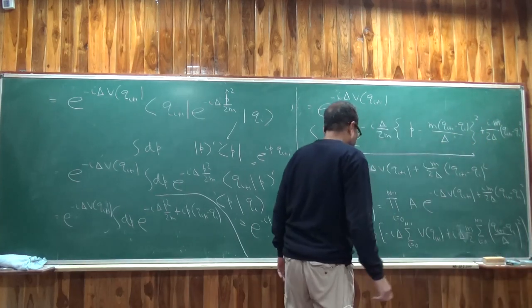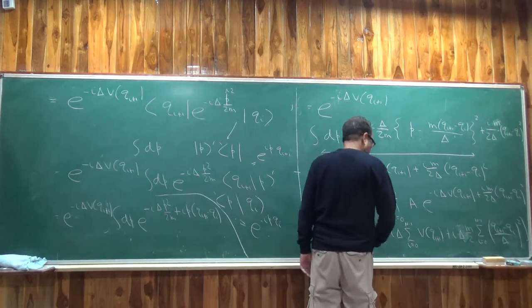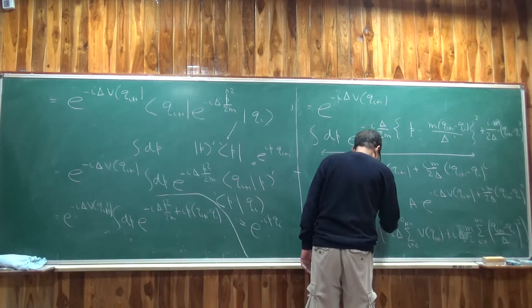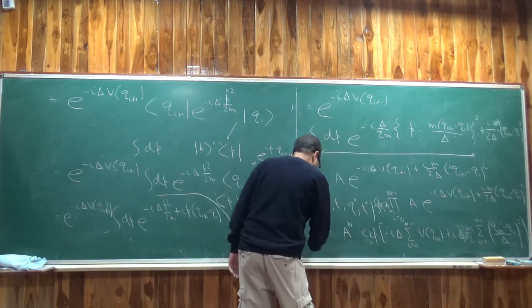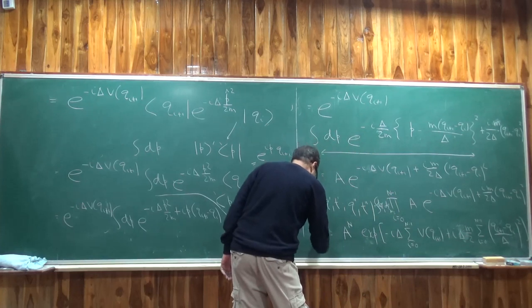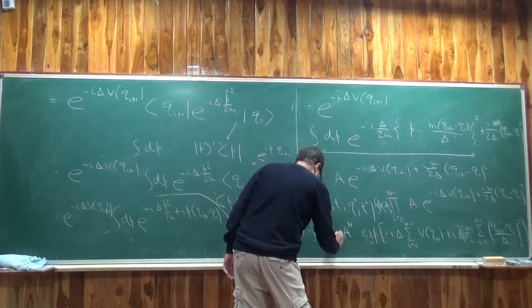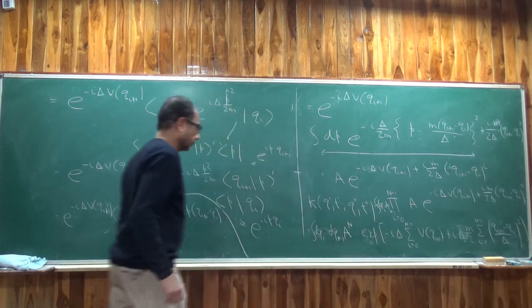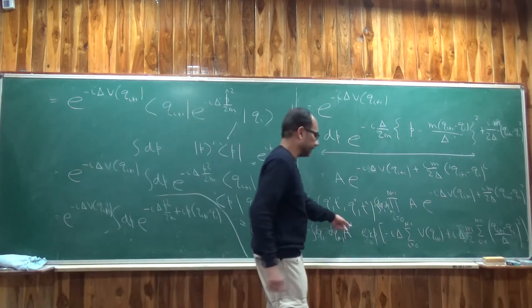There are integrals over q's. Yes, integrals over q's, thank you. dq 1 to dq n minus 1. So this is the integral dq 1 to dq n minus 1. A to the n, of course, I can bring outside. This is just a constant.